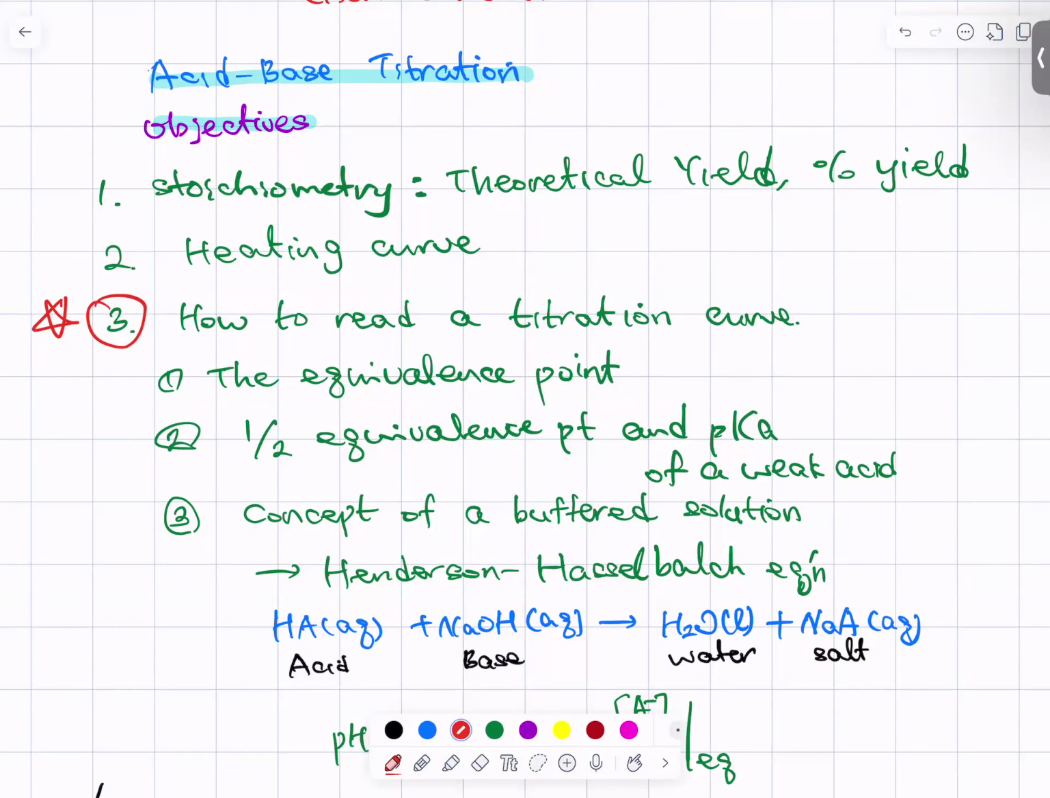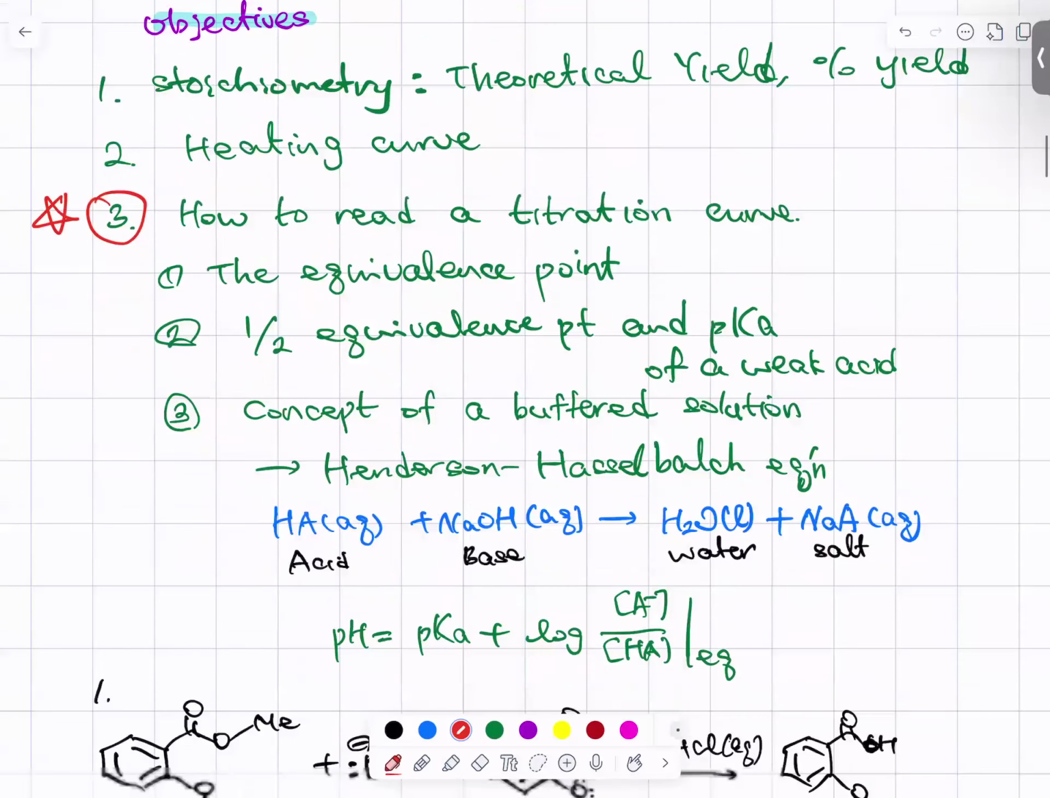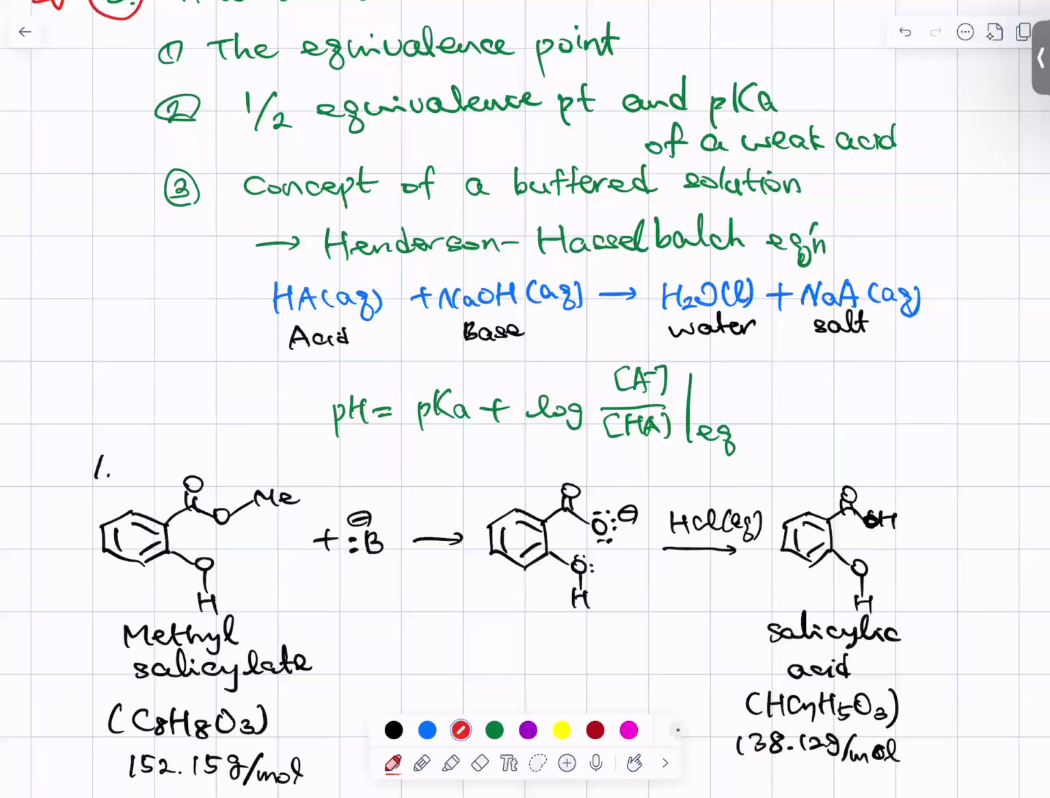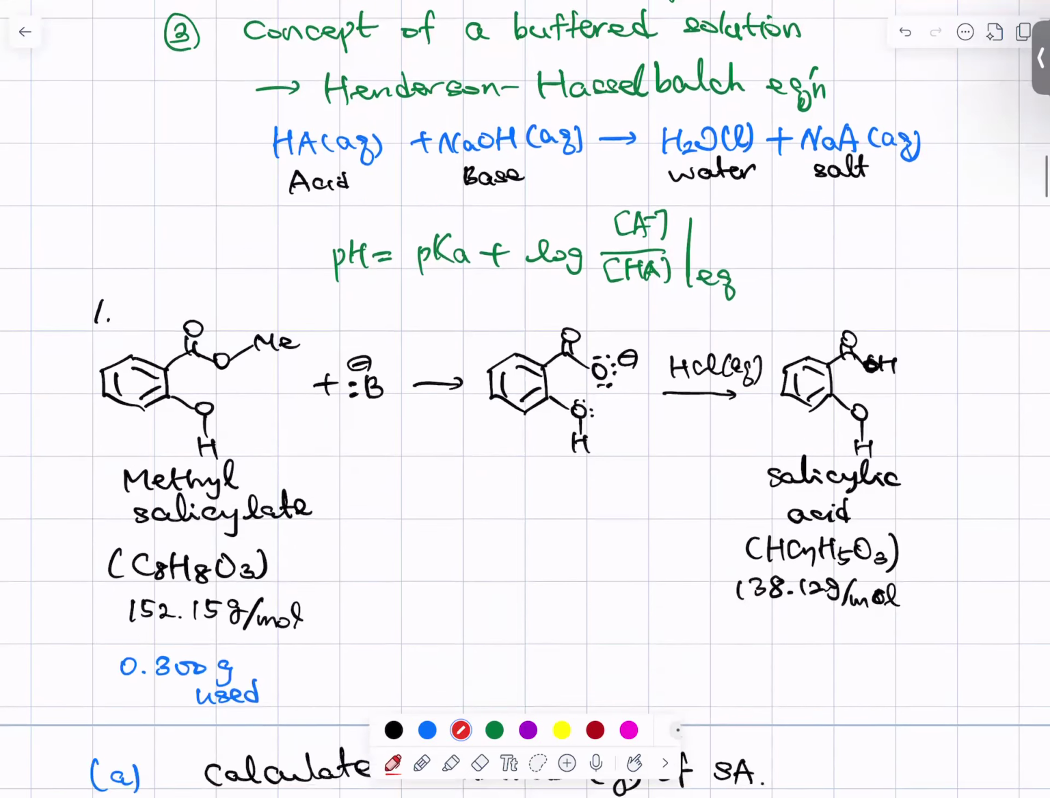And the concept of buffered solution, the Henderson-Hasselbalch equation: pH is equal to pKa plus the logarithmic value of the ratio between conjugate base concentration over acid concentration. Okay, with those things in mind, let's dive into working on this problem.